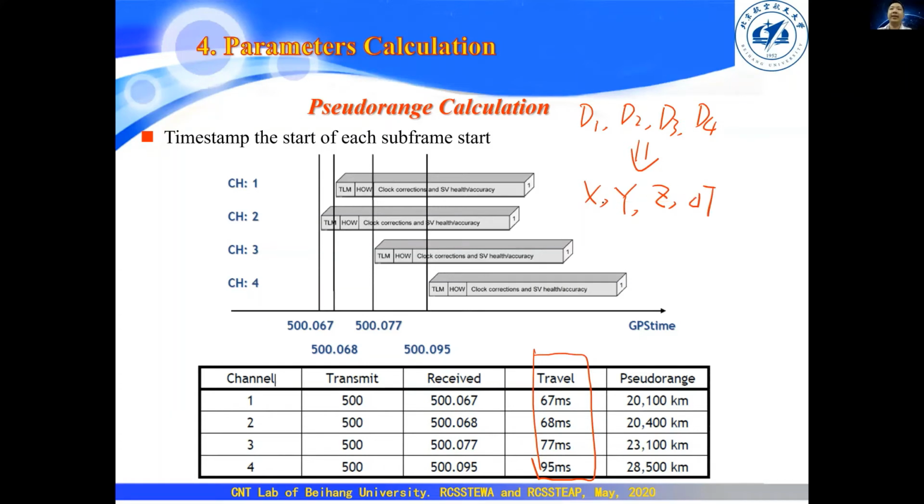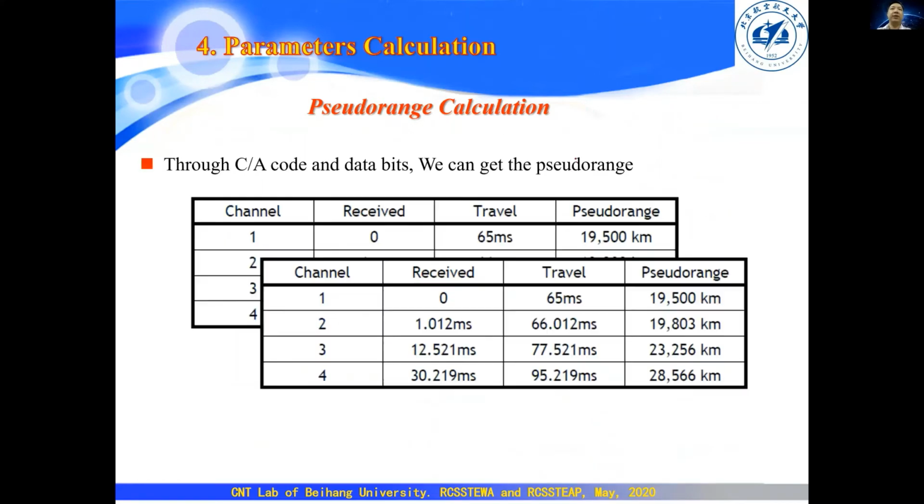X, y, z, and delta t. So this is 4 known parameters and equations, and this is 4 unknown parameters. So by 4, you can make the calculation. So this is the pseudo range calculations.